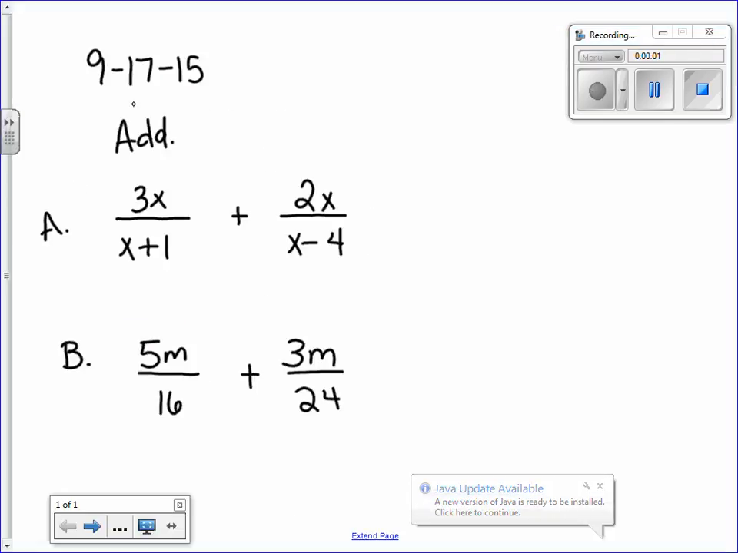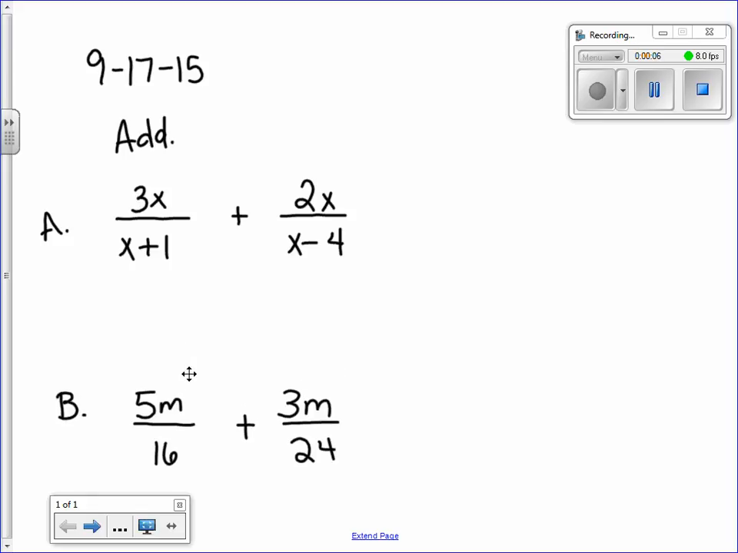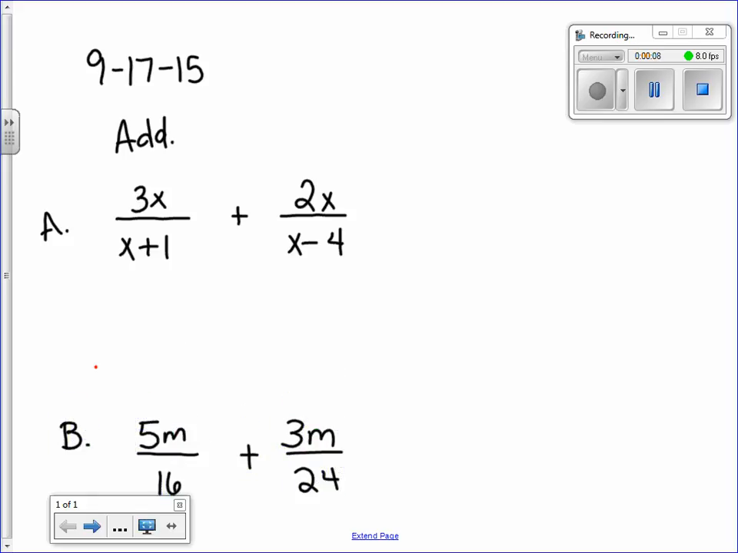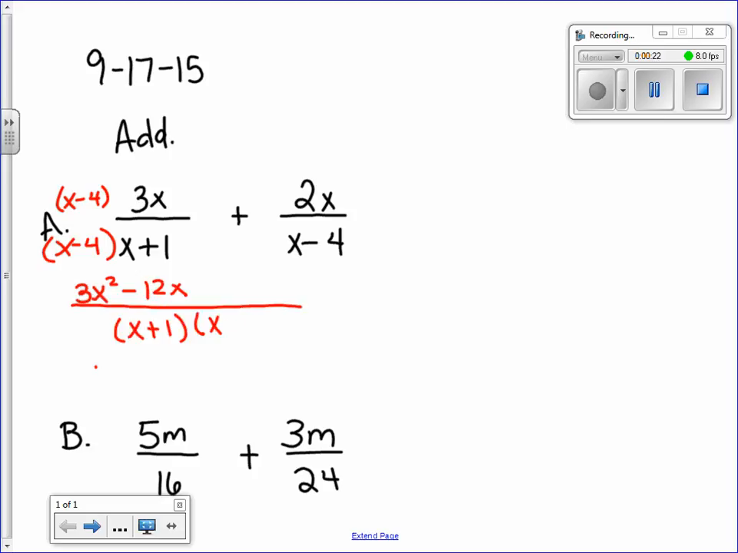Okay. If I am adding an x plus 1 and an x minus 4, what do I need on this side? X minus 4. Okay. So I'm going to have 3x squared minus 12x. And over here I need an x plus 1. So I'm going to have a 2x squared plus 2x.